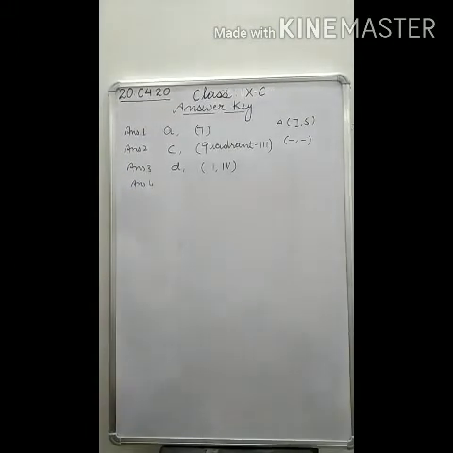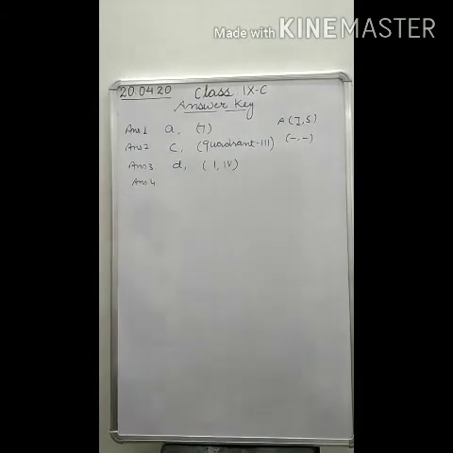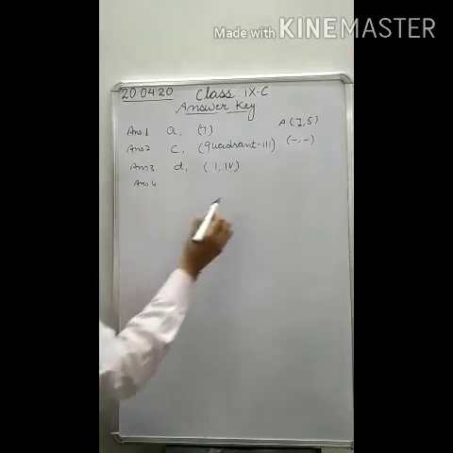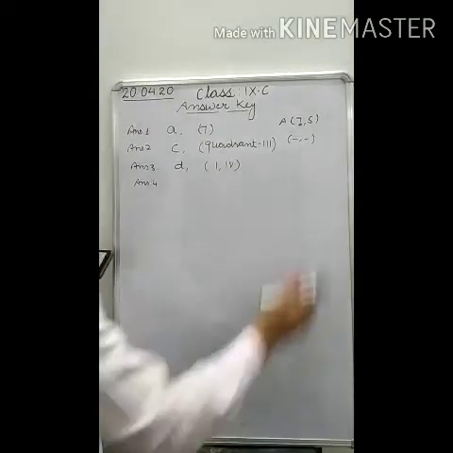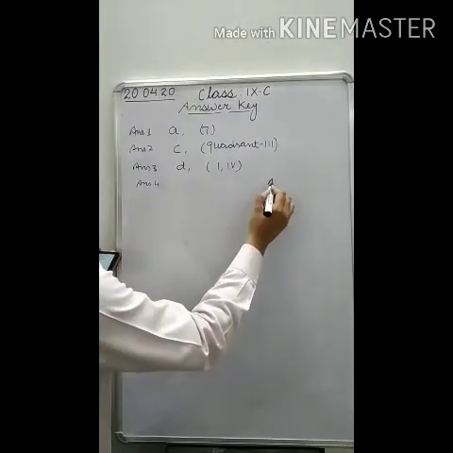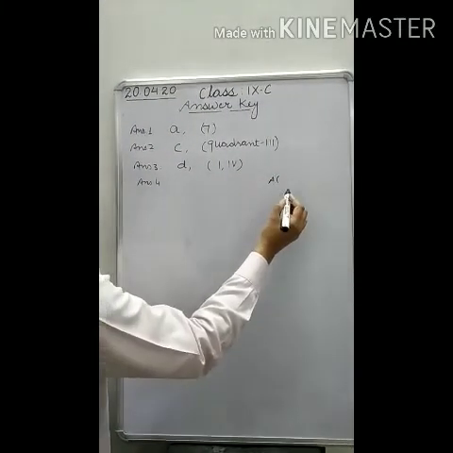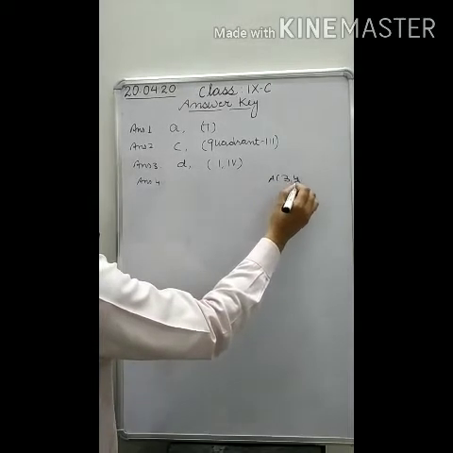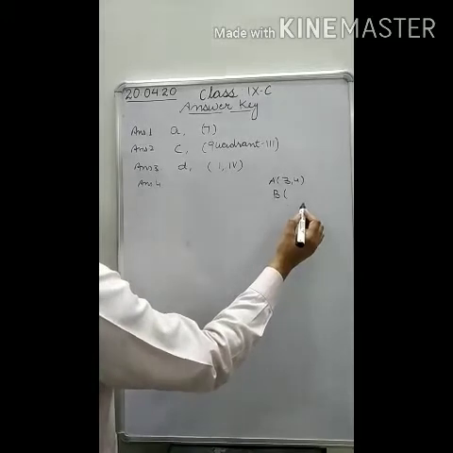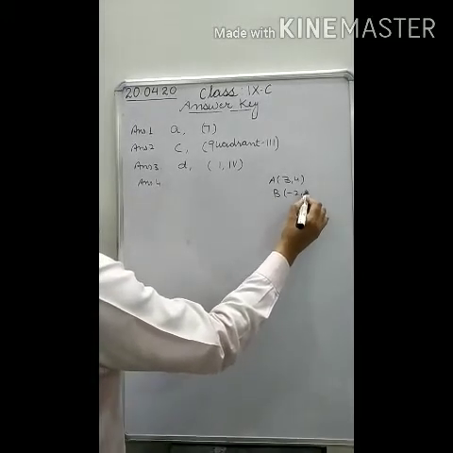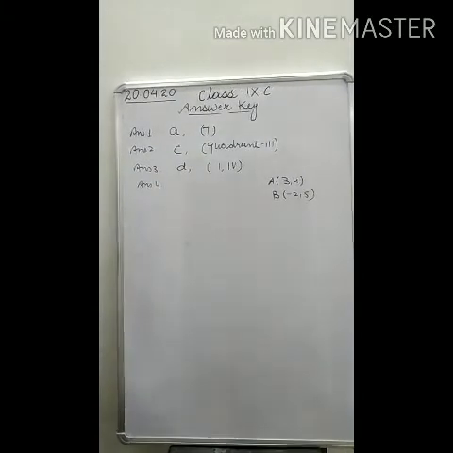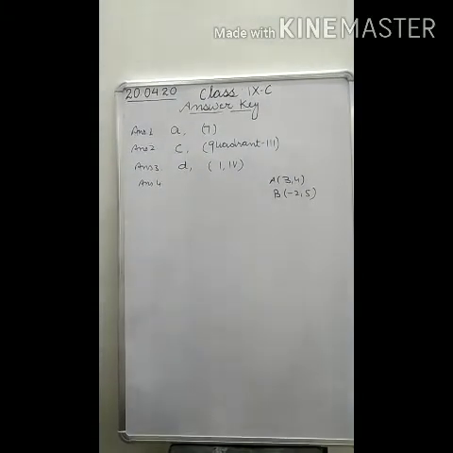Here in question 4 you are given the coordinates of two points. The first point is A, whose coordinates are (3, 4), and the second point is B, whose coordinates are (-2, 5), and you have to find the abscissa of A minus the abscissa of B.